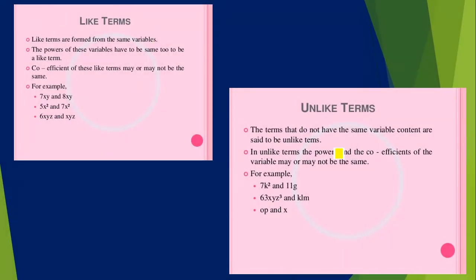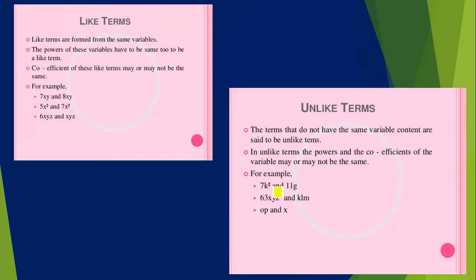Then like terms and unlike terms. Like terms are those that are formed from the same variable. So 7xy plus 8xy, 5x2 and 7x2. Here you can see in the given examples all the variables are the same. So where you find the variables same, those will be like terms, and where you find the variables are totally different or they do not match, they are known as unlike terms. The terms that do not have the same variable content are said to be unlike terms.